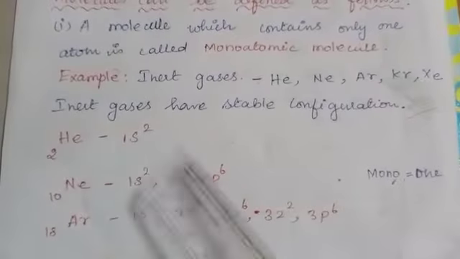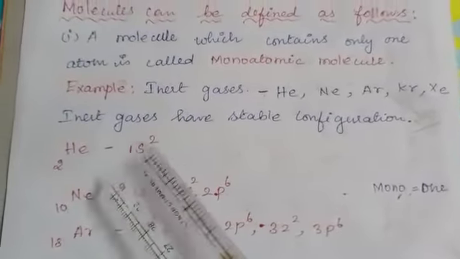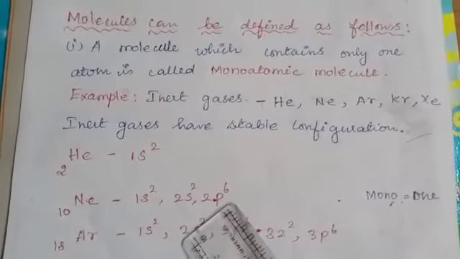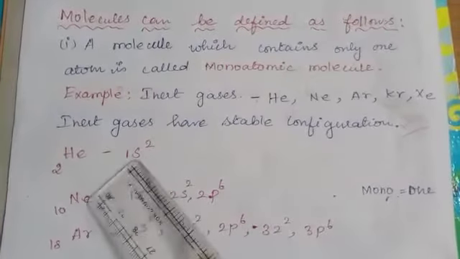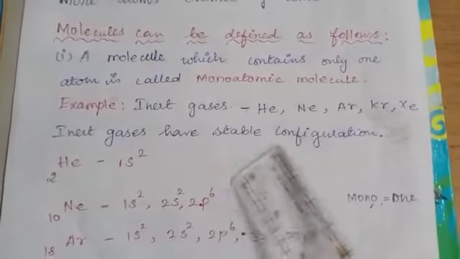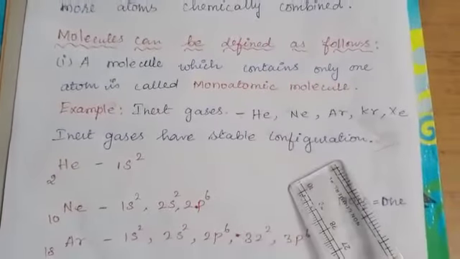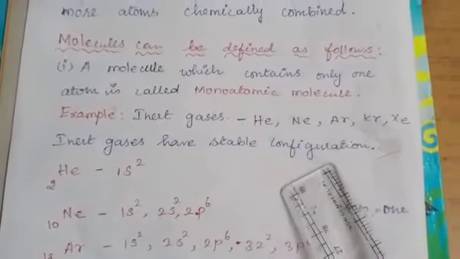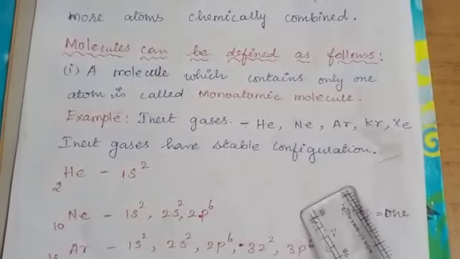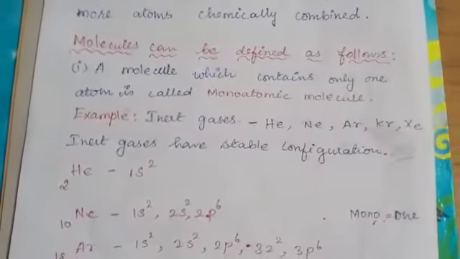Look at the outermost shell. The s orbital can contain only 2 electrons, and the p orbital can contain only 6 electrons. So the outermost shell is completely filled. That's why it has a stable configuration. Since inert gases have a stable configuration, they don't have the tendency to lose or gain electrons. That's why they are known as monoatomic molecules.